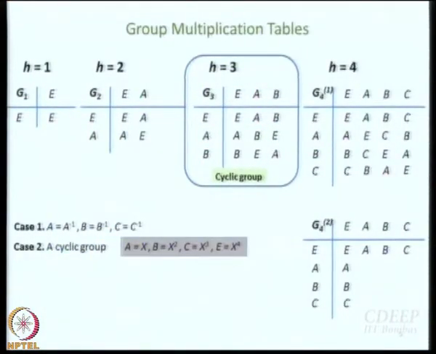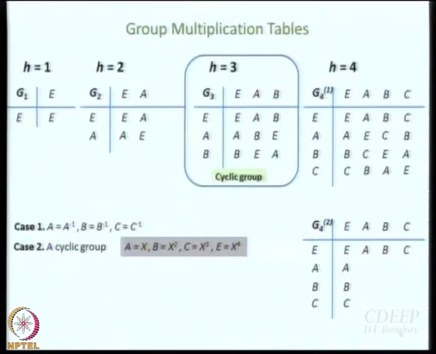A equal to x, b equal to x square, c equal to x cube, and e will be equal to x to the power 4. Okay. What would be an example? C4 once again. Fine. So now knowing this, we can fill it in.